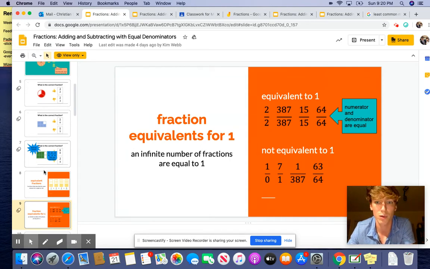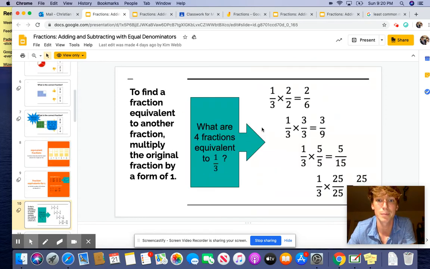Equivalent fractions for 1. Numerator and denominator are equal. Perfect. So how many times does 2 go into 2? 1 time. All right. That should be pretty good. What are 4 fractions equivalent to 1/3? Okay. So to find out which fractions are equivalent to 1/3, you can just take the same number and multiply it on top and bottom. You could do 1/3 times 100 over 100. Multiply the top by 100, multiply the bottom by 100, and it's still going to be the same thing as 1/3. All right. I hope I'm not losing you.